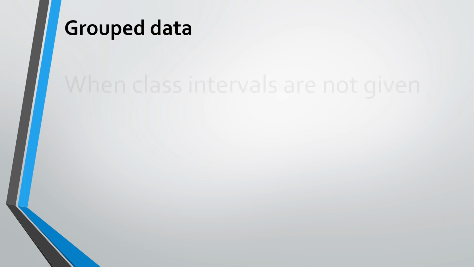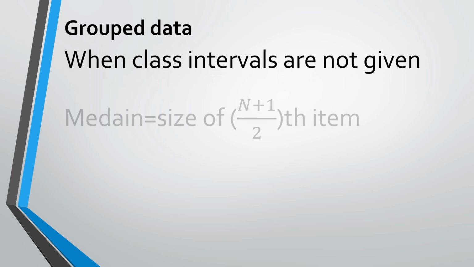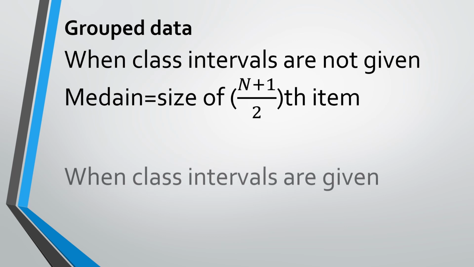In case of a grouped data, when class intervals are not given, that is in case of a discrete series, the formula to find median is equal to size of (n plus 1) divided by 2th item, where n is the summation of f. F is nothing but the frequency.